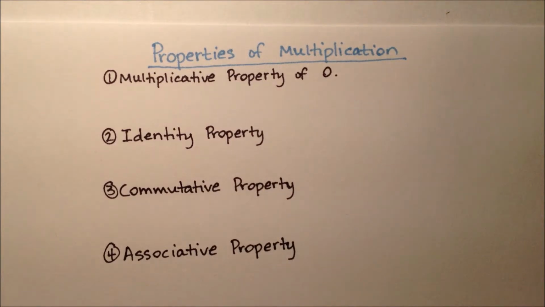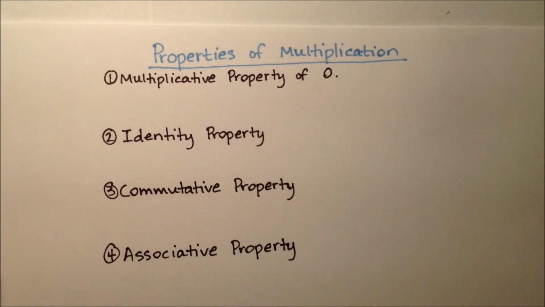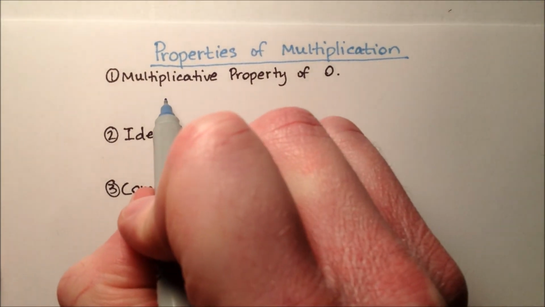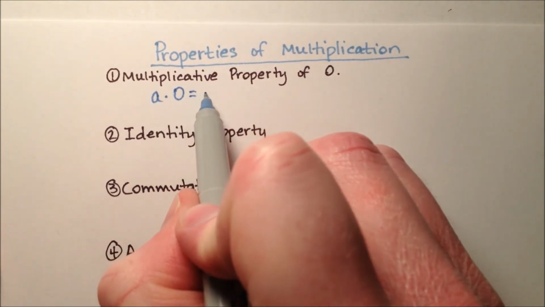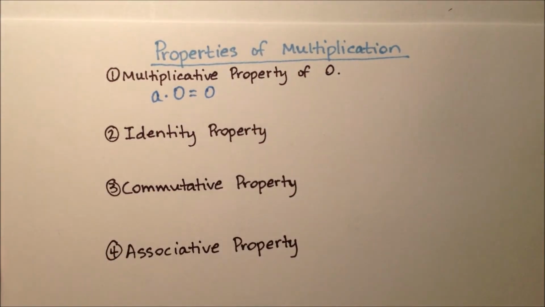This video is going to deal with the real number properties of multiplication. The first property is the multiplicative property of 0. Basically, the multiplicative property of 0 tells us that when we multiply a number by 0, the answer will always be 0. In mathematical terms, that will look like a times 0 equals 0. Basically saying that any real number a multiplied by 0 will be 0.